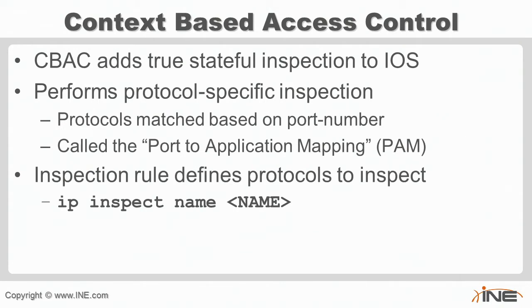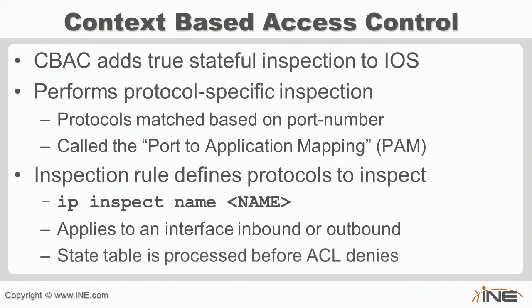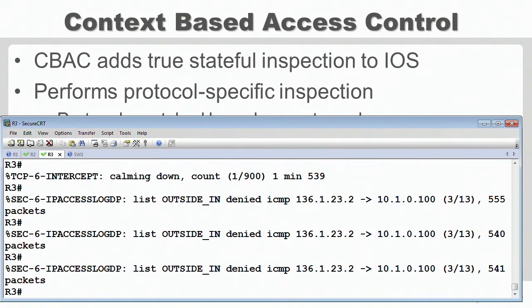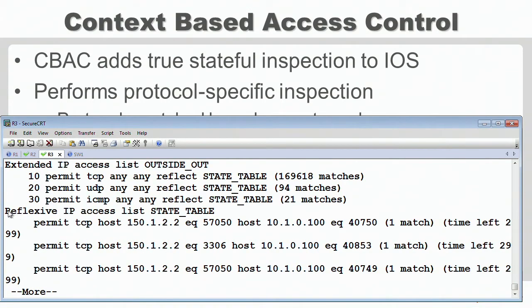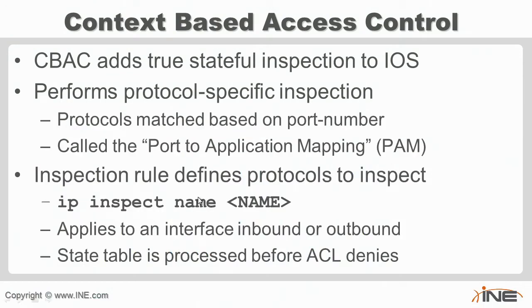From a configuration point of view, we're going to configure our inspection rule. We're going to apply that rule either inbound or outbound on the interface. Then when traffic returns, the state table is going to be processed before the access list deny. The difference from the reflexive access list is that there, when we went to the CLI and looked at the show access list, we would see entries in the state table for the particular reflexive list. In the case of CBAC, there's going to be a separate connection table that is unrelated to the access list.